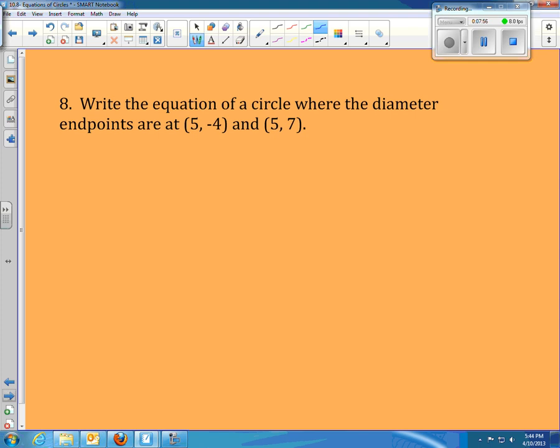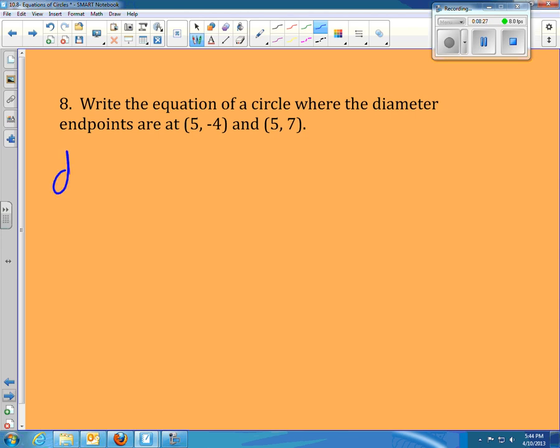It says write the equation of a circle where the diameter endpoints are at 5, -4, and 5, 7. Ooh, this one's totally different. Instead of giving our center and an extra point, we're actually given our diameter. So if we want to do this one, we should find our diameter. That'll help us find our radius. And then we need to find our circle. Now, while we're doing the diameter, think of how you can find your center based on your diameter endpoints.